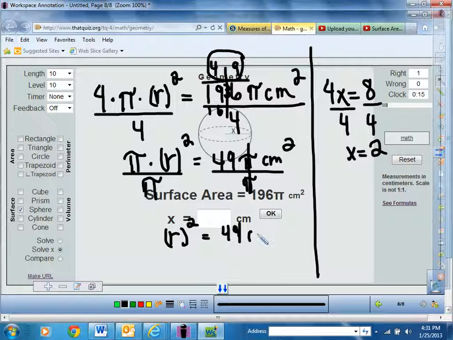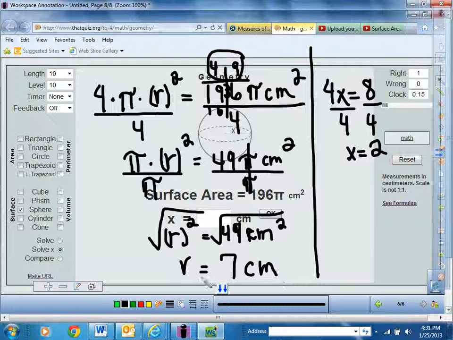And so what I want you to think about now is, in 8th grade, you did a lot of square roots. And so now we're going to use those square roots. So now what I do is I take the square root of both sides, like so. So the square root of r squared is r. Square root of 49 is 7. And then you have your centimeters squared. So it'll just become just centimeters, like that. And there's your answer. Your radius is 7 centimeters.